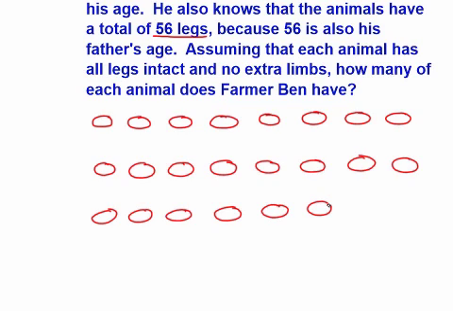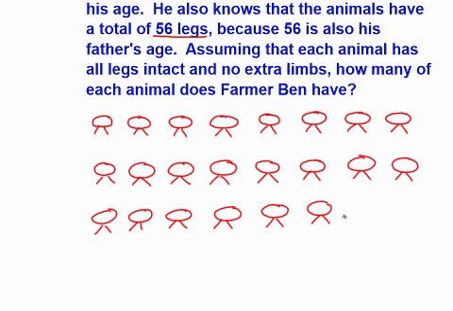Now pretend that he has all ducks. So if he has all ducks, he would have 2 legs. Each animal would have 2 legs. And so if I give every animal 2 legs, that would get me up to 44 legs. And 44 legs isn't enough. So I have some cows in here.